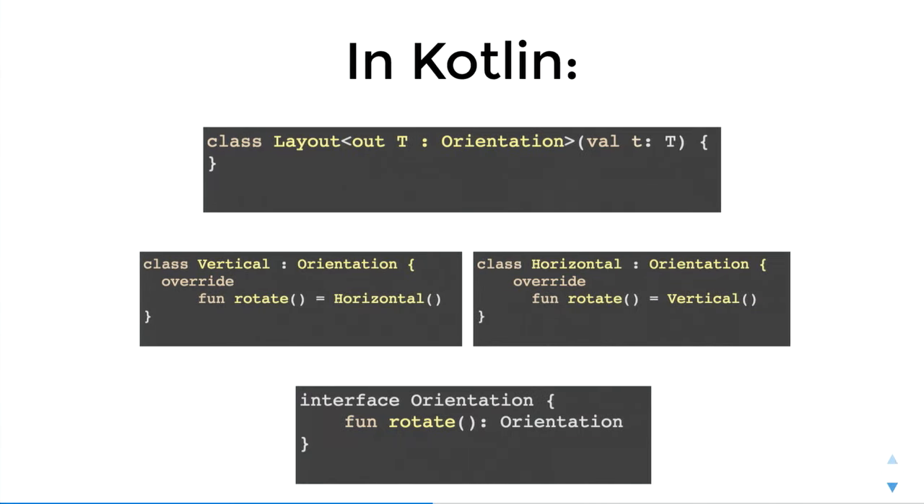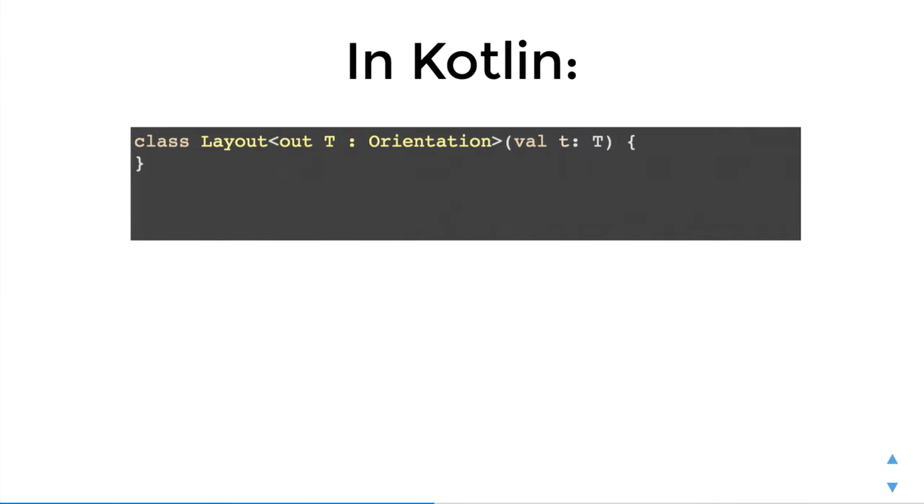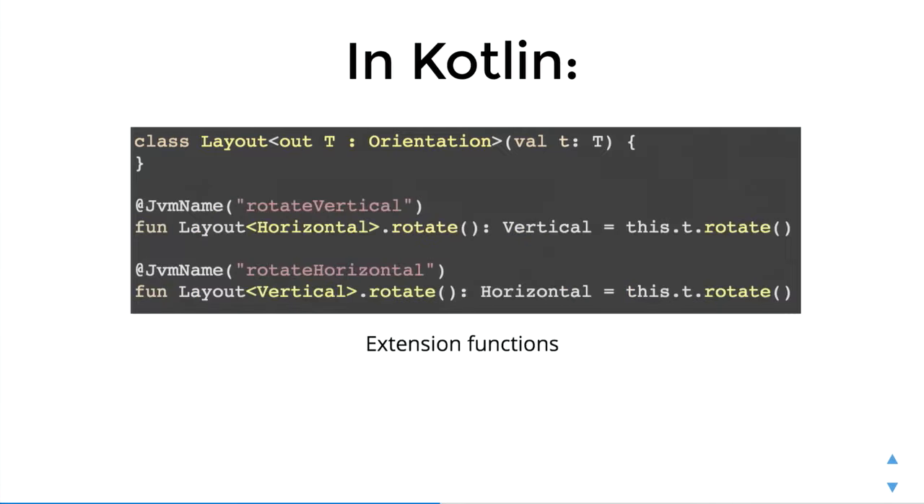It looks very similar to Java. You have these functions, and you're overriding this rotate. And inside of our layout class, we're going to have a type. Don't worry about what out means right now; we'll gloss over that. But this is going to be of type orientation, again, supertype. This is basically the same thing as T extends orientation, and this is going to accept a T as part of the constructor.